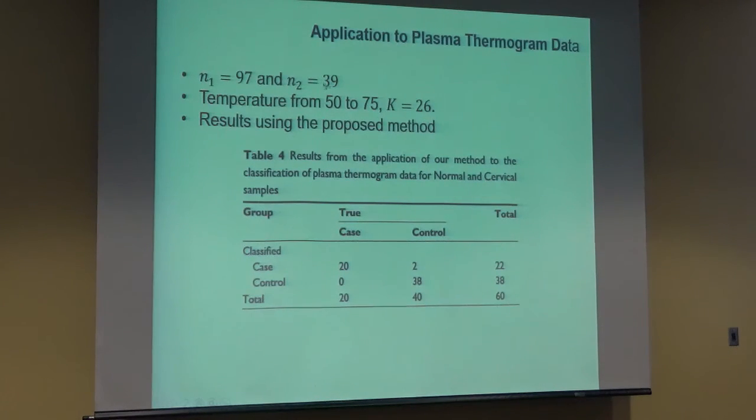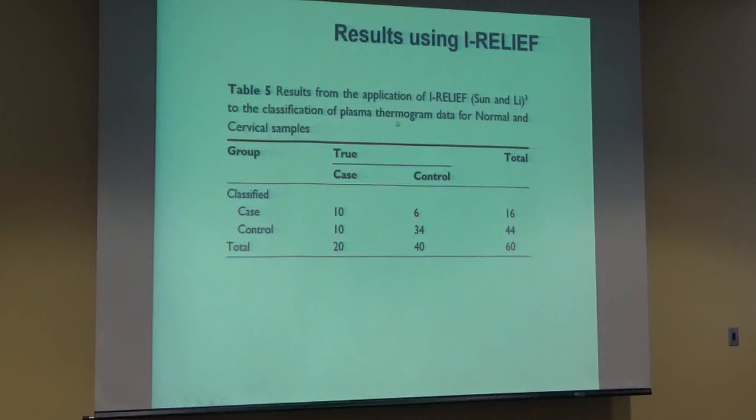For that data set, n is equal to 97 and n is equal to 29. So 50 to 75, k is equal to 26. Now here are your true cases: we chose 60 of them, and 60 classified 20 over 20, so we are very much correct, 100%. Here it is almost 100%. This is how we are able to predict. When we used the ReliefF method, it didn't do well on this data set.